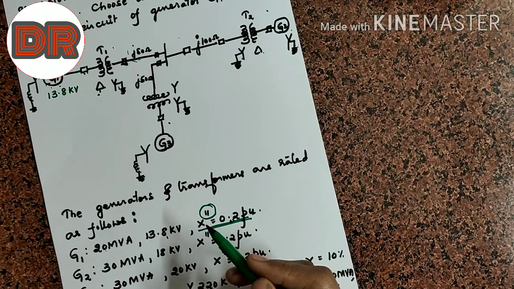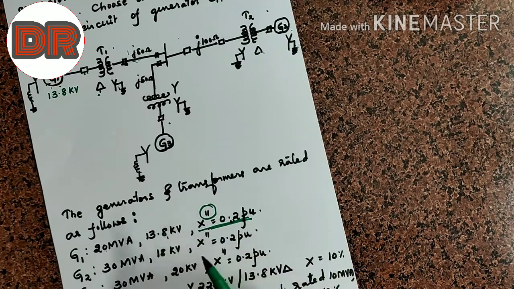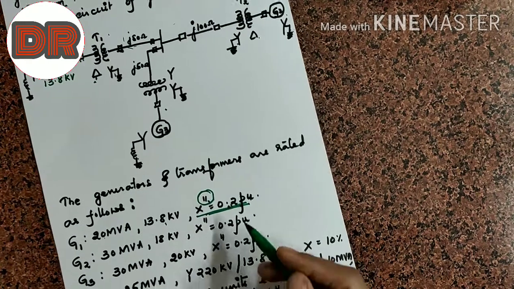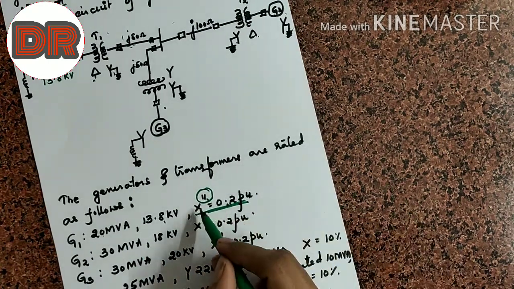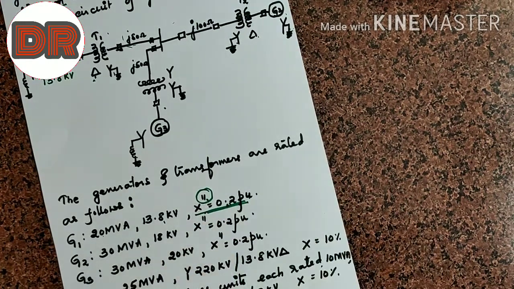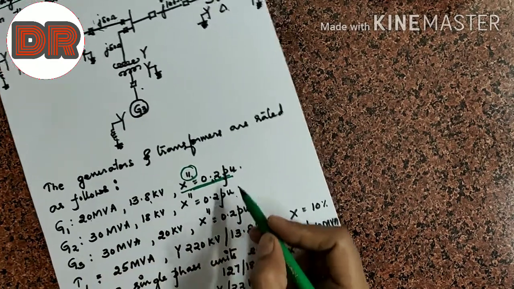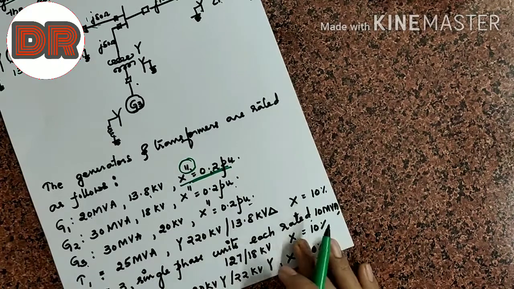But anyway, we are simply writing a reactance diagram, so we are not worried about whether it is subtransient reactance, transient reactance, or steady state reactance. That we can see when we are discussing fault analysis. You just take this as a reactance per unit value based on the machine rating. Similarly for G2 it is given, and for G3 also the data are given.